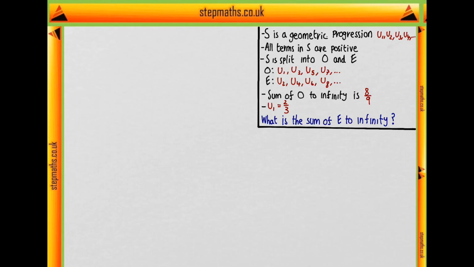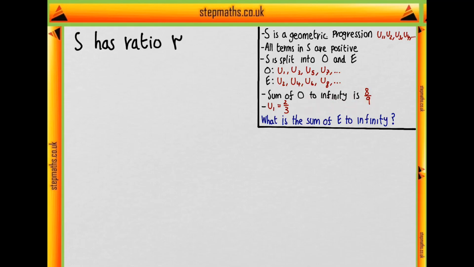So, where on earth do we start here? Well, the key fact is that this is the only real useful fact we're given, the only thing we're given a numerical value for: the sum of O to infinity is 8 over 9. So if we could construct some expression for the sum of O to infinity, equated to 8 over 9, we might be able to get somewhere. So, first things first, let's call the ratio of S R, because we need some name for it, because we're going to use it a lot.